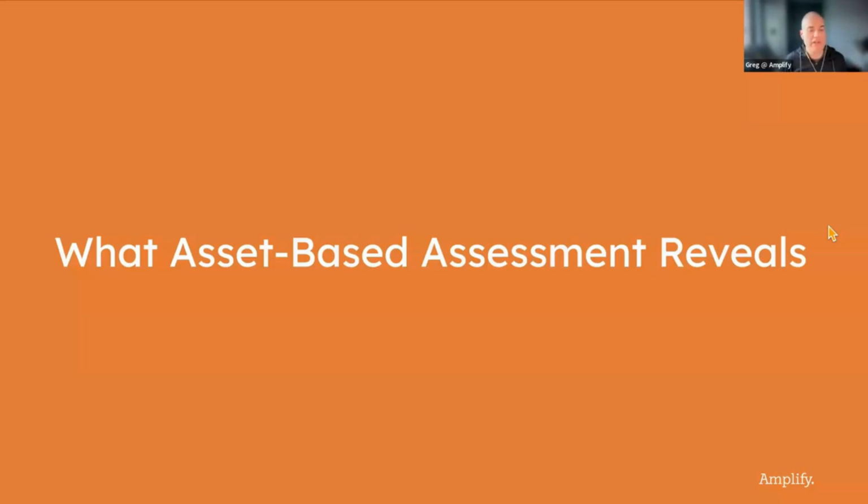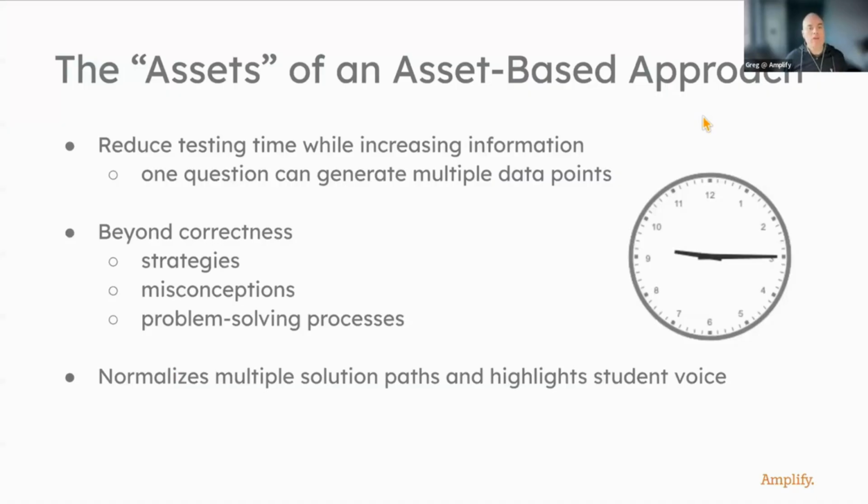I think there's opportunities here to talk about what asset-based assessment can possibly reveal when we go beyond just right and wrong. Okay, this doesn't show up on the actual page in terms of when we're going to break down the questions, but the number one answer on the board is time. When you can get more than one piece of information from a question, you can ask fewer questions.